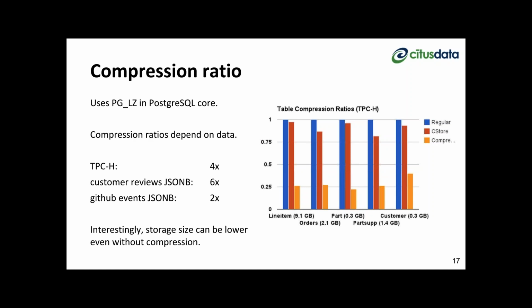What can also compress quite well in certain cases is if you have JSONB columns. A problem with JSONB is that every object in your database will have the same field names over and over again. So we did some experiments with, for example, the customer reviews data set that you'll find on the Citus data website. And there we can easily compress the data by more than 6 times.